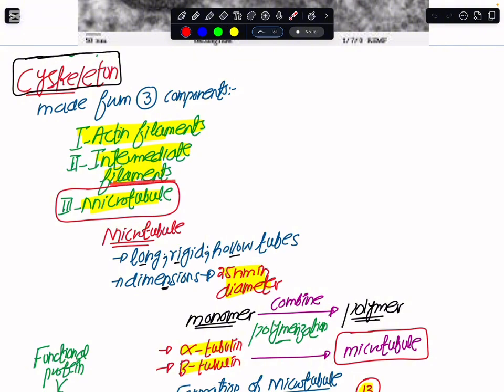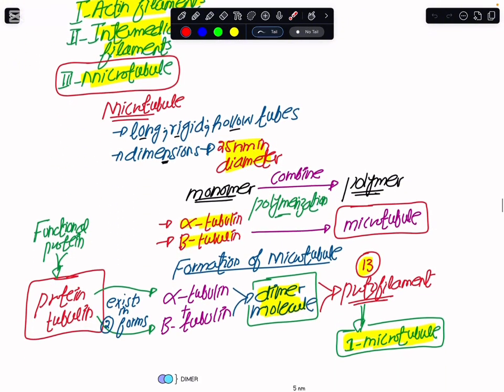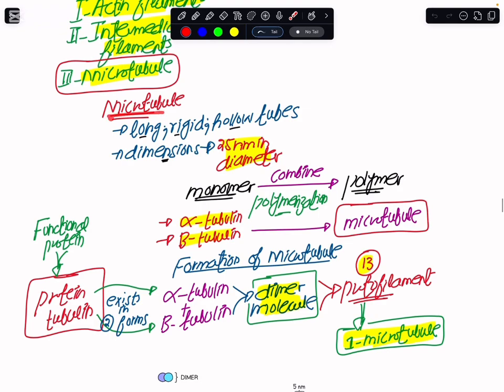Our approach to the microtubule should be very clear. What we know is that microtubules are long, rigid, and appear in the form of hollow tubes. So being long, rigid, and hollow on the inside are the characteristic features of microtubules. Now, the microtubule itself is not the cytoskeleton, but is one of its components. As for dimensions, microtubules are 25 nanometers in diameter.